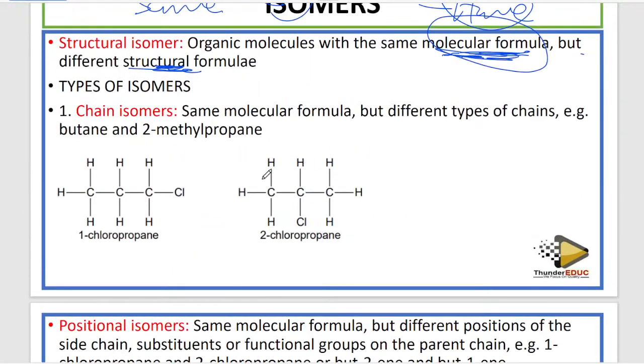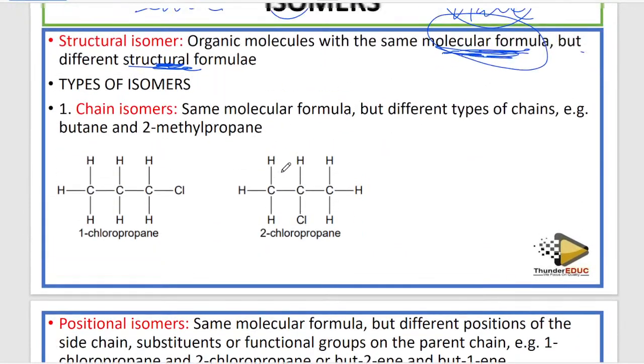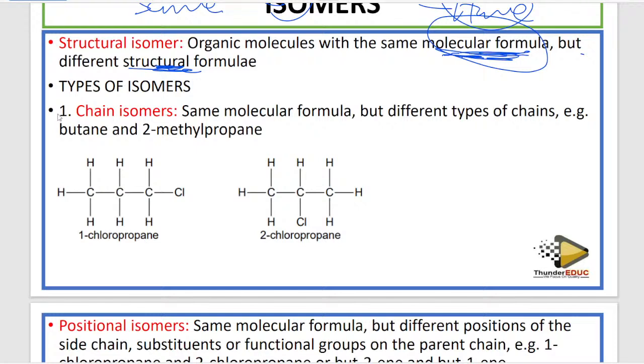All right, let's go. We have three types of isomers. The first one is chain isomer. We can be different by the structure. You understand? We can be different by the structure. You know you are big, the other one is small. We are the same, but because of the size we are different.